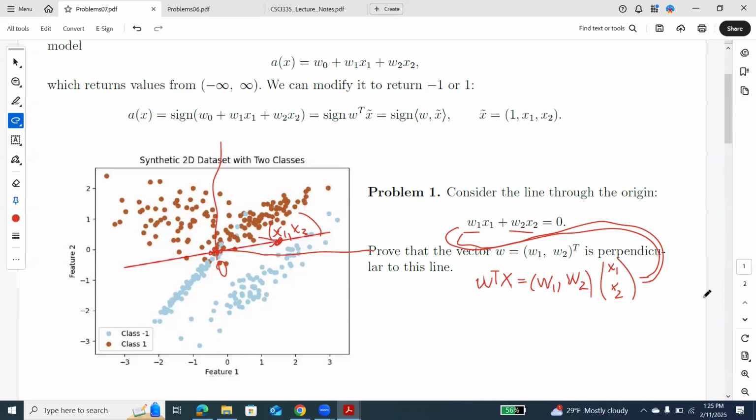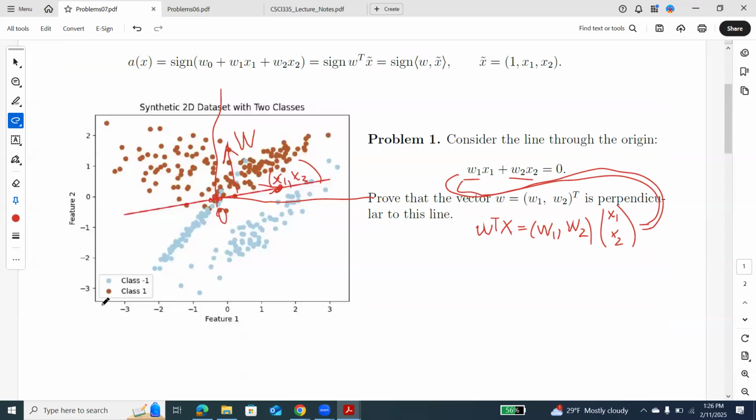And when the dot product equals 0, the dot product is the absolute value of the first vector times the second times cosine, and cosine is 0 when the angle is 90 degrees. It means that W and x are perpendicular, and we've solved problem 1. So vector W will be perpendicular to our line. So it's just a reminder from maybe school geometry.